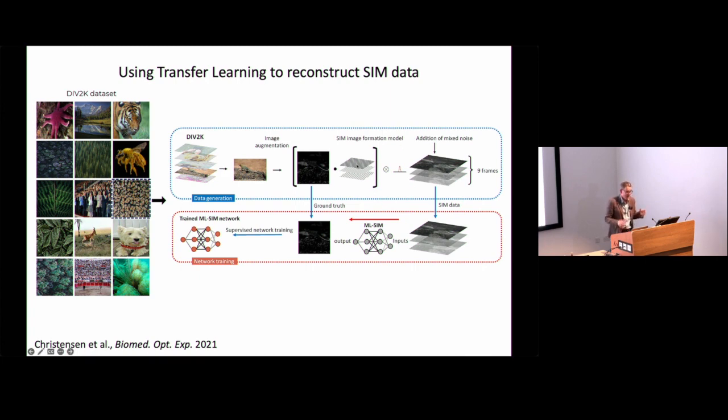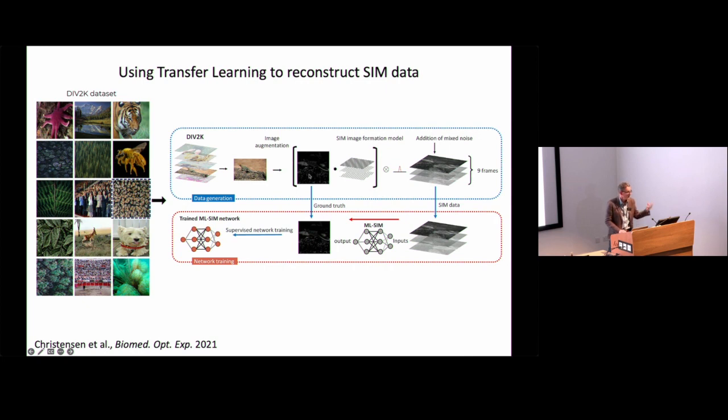We essentially mimicked what different objects would look like if we imaged them through our microscope. That's what we modeled physically. So we took random images, large libraries of images from the web. This is a famous data set for computer vision, called the DIV2K data set. We pretended these were objects we would image in the microscope.